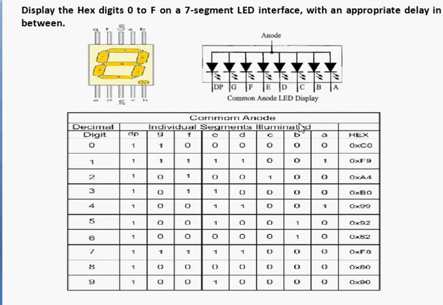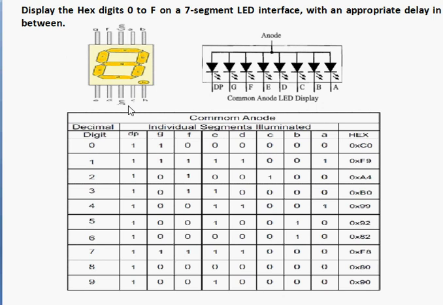So this is your table diagram, the hex value we are supposed to load to get 0 displayed. G should be pulled high, and also H should be made high because this should not glow. That's the indication, and the remaining should glow. So whichever segment you want to glow, make it low, others you make it high.